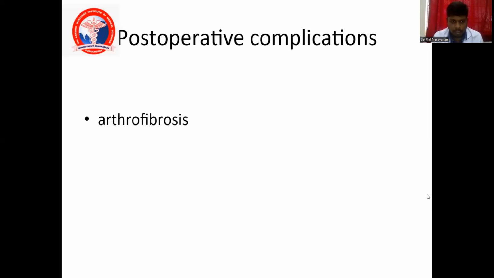Postoperative complications: one very important complication is arthrofibrosis. In an acute ACL injury, the knee will always have a hematoma and inflammation going on. So when you operate on an acute ACL injury, the common complication you can encounter is arthrofibrosis, and also extravasation of fluid. That's why in a patient who has sustained an acute ACL injury, you give a knee brace and ice pack application. You have to wait a minimum of 2 to 3 weeks. Ideally we wait for 2 weeks and then we operate.